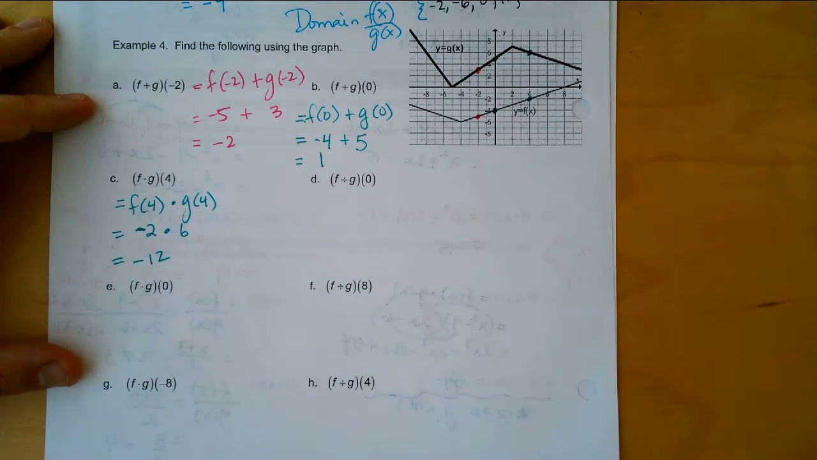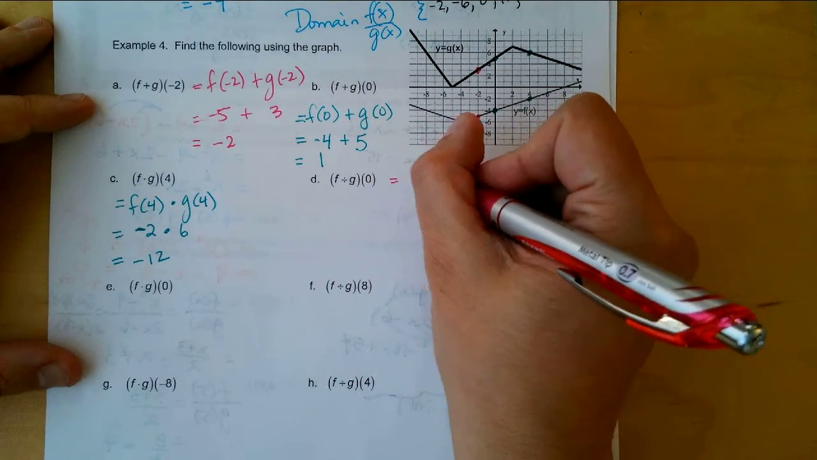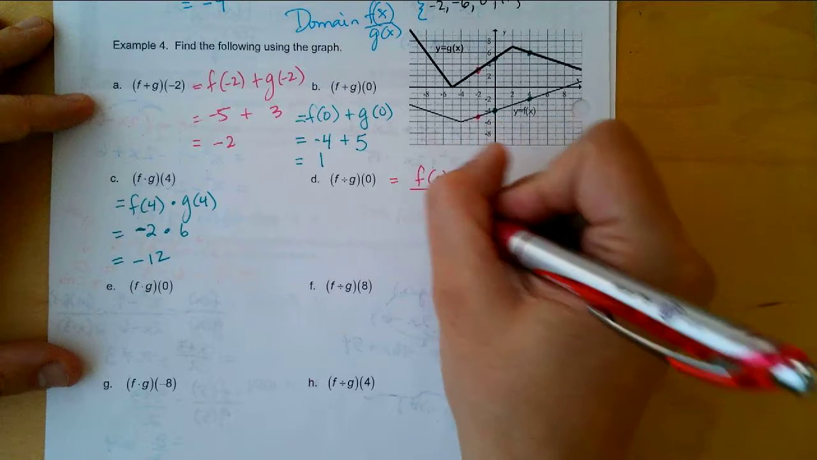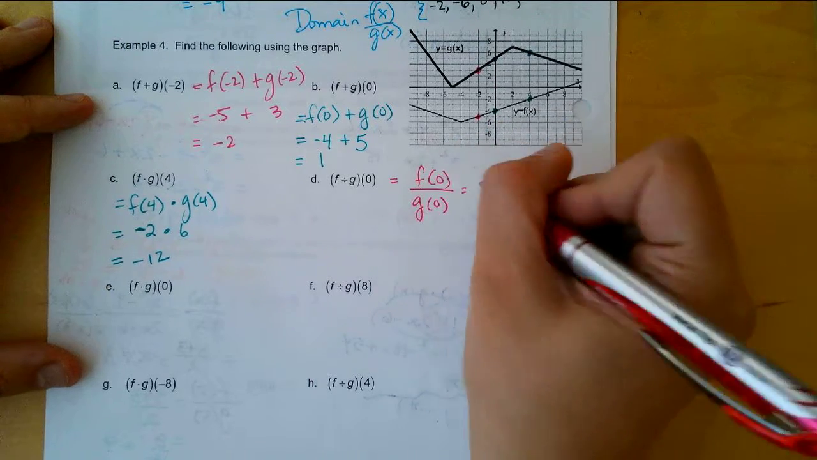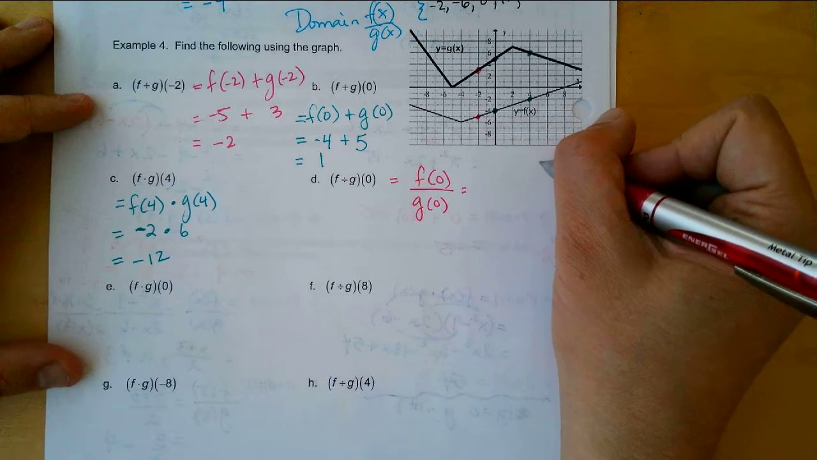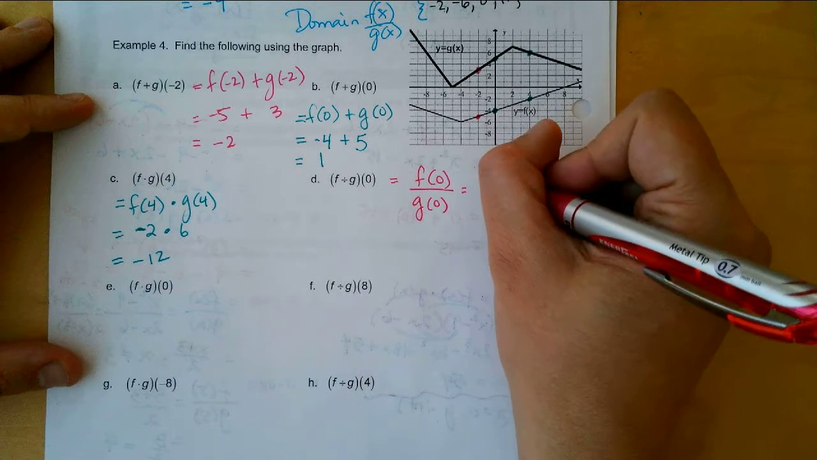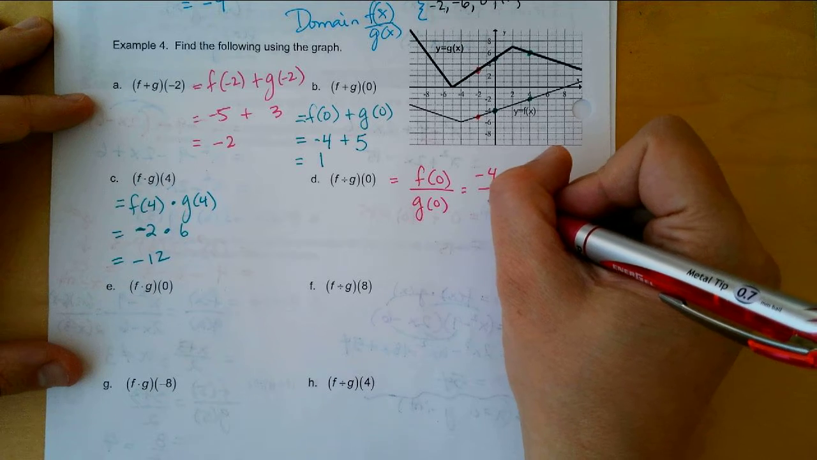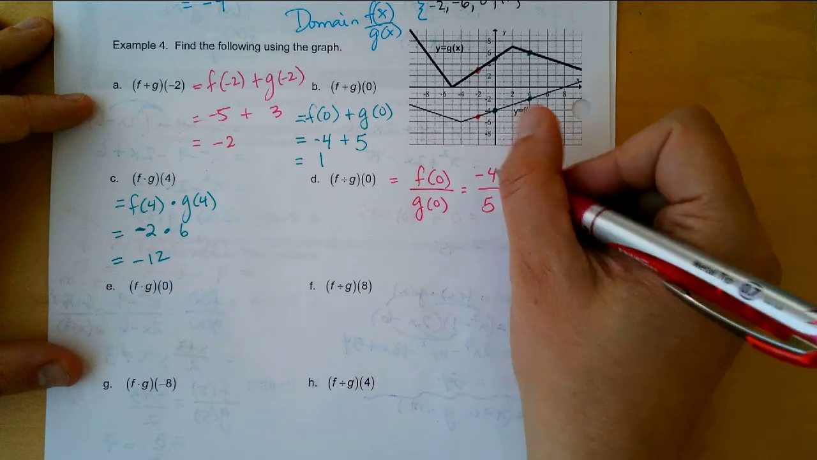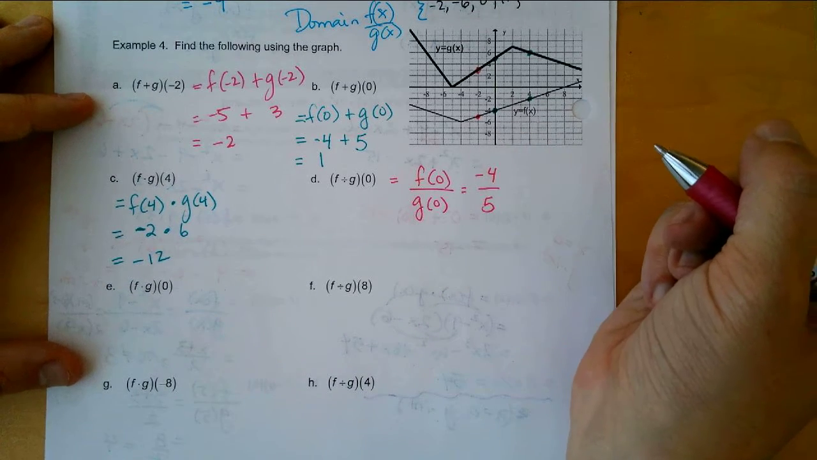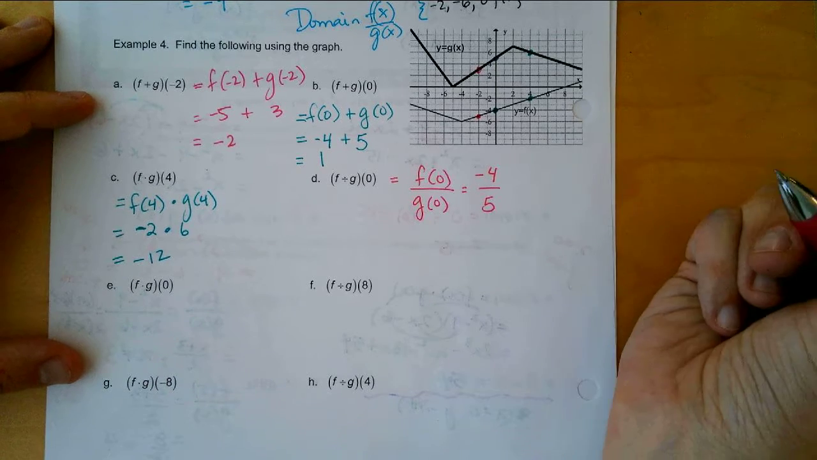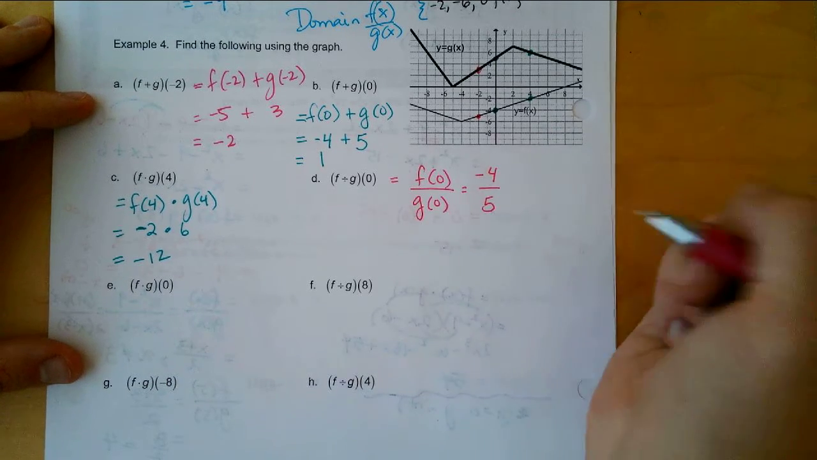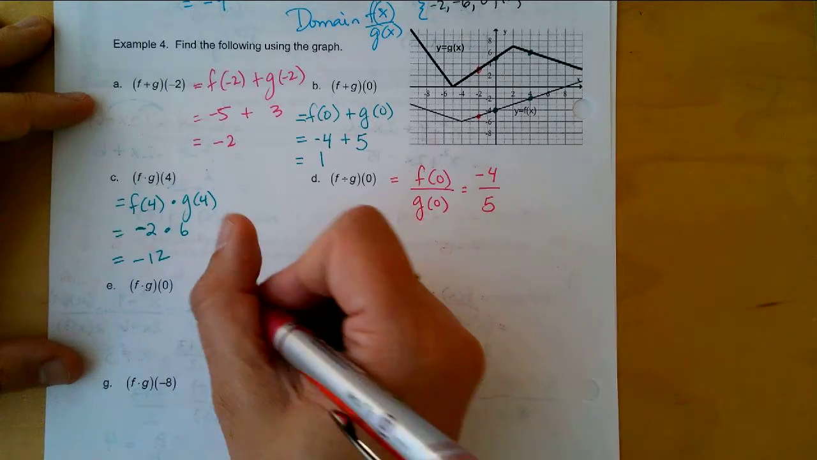Good. Here we have f of 0 divided by g of 0. So f of 0 is -4, yeah? G of 0 is 5. And so is that okay? Is that an acceptable answer? Yeah, it's reduced. It's a fraction. It's a negative fraction because you have a negative divided by a positive.